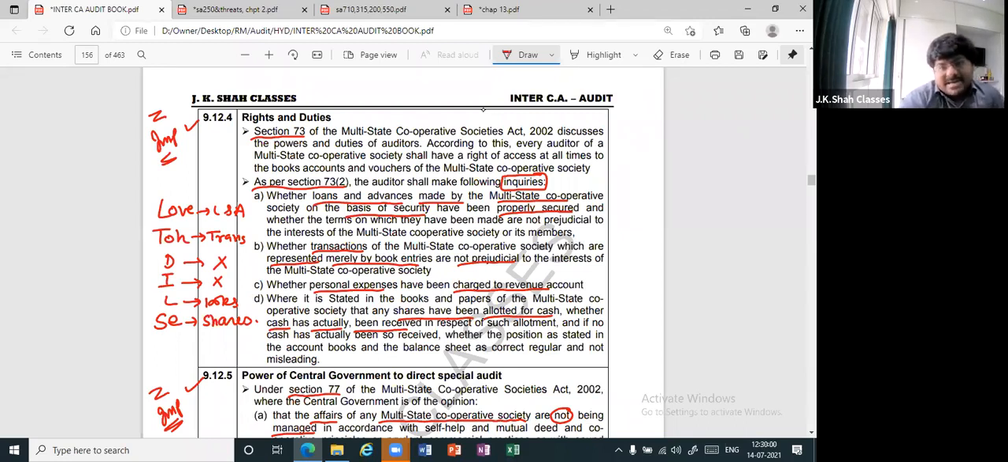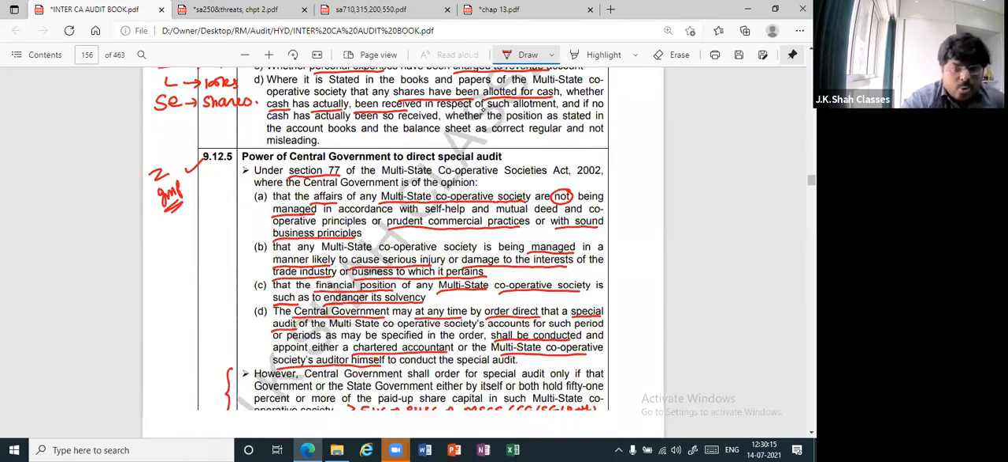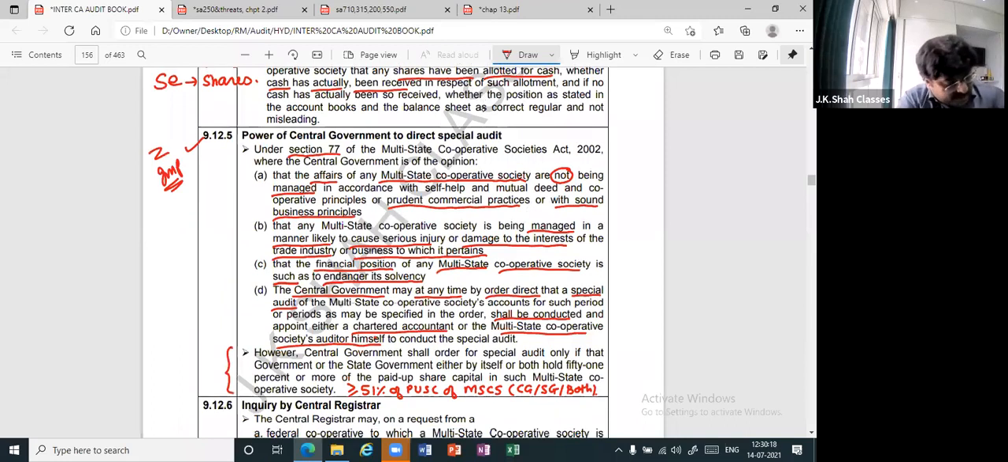See, can I say MSCS is very simple? Cooperative society also was simple, just they had some points to check. Else, trust me, nothing great about it. Okay. Next, power of the central government to do direct special audit. This is important. Expected in the examination for 4 to 5 marks.